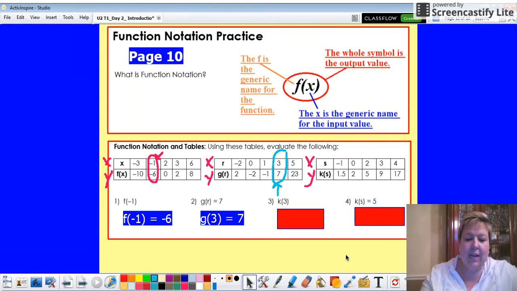So when it's written like it is in number 1 or in number 3, I'm telling you what to input. So k of 3 means put 3 in for that x value.